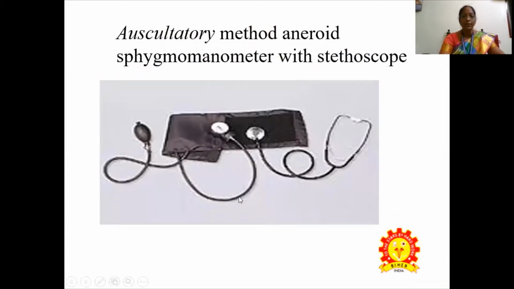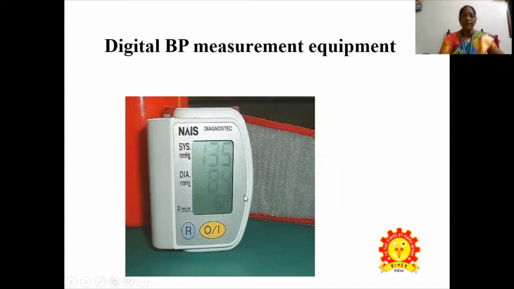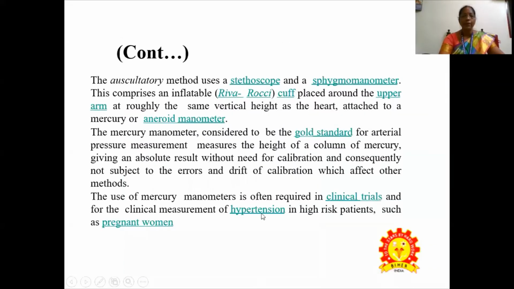This shows an oscillatory method, an aneroid sphygmomanometer with stethoscope. This is a mercury manometer where we measure the blood flow or blood pressure. This is a digital BP measuring equipment which shows you the BP, systolic and diastolic, in mmHg, and this gives a pulse per minute.